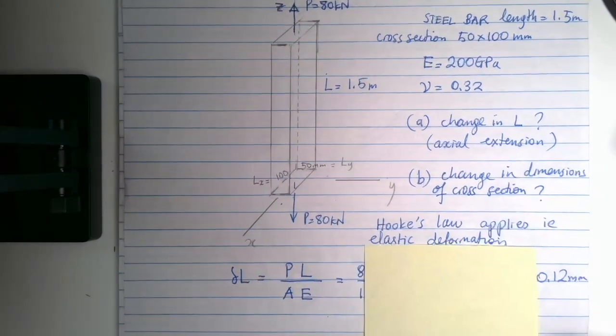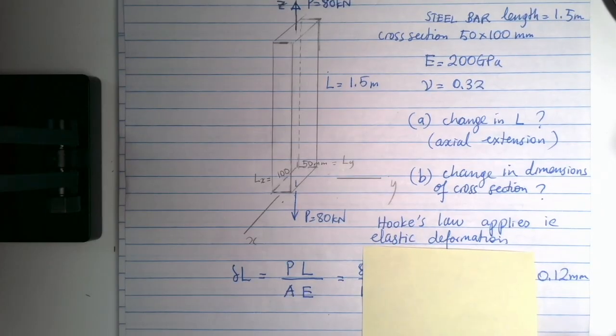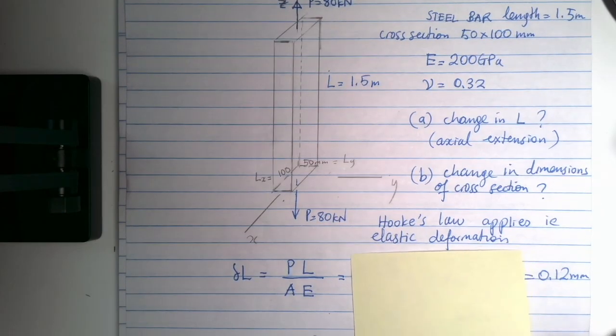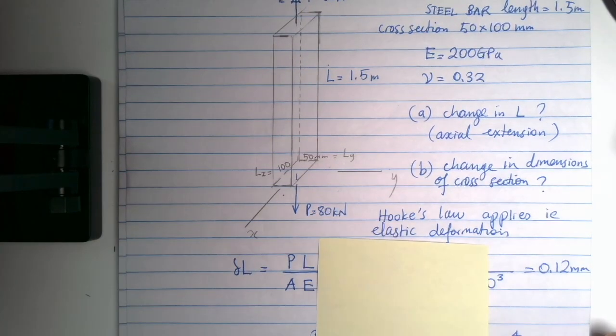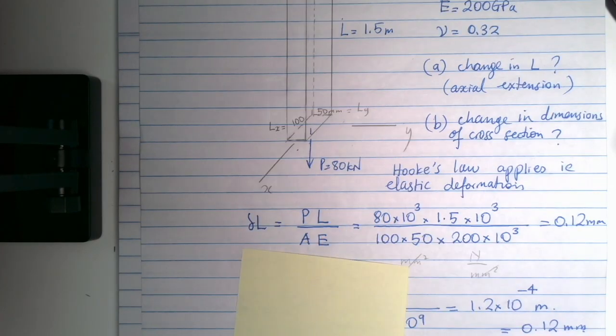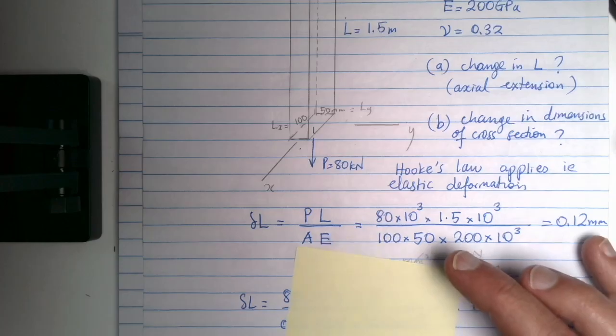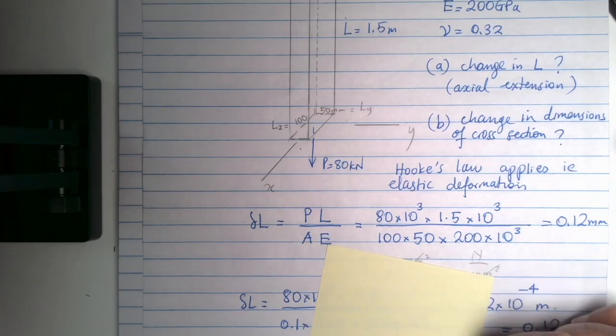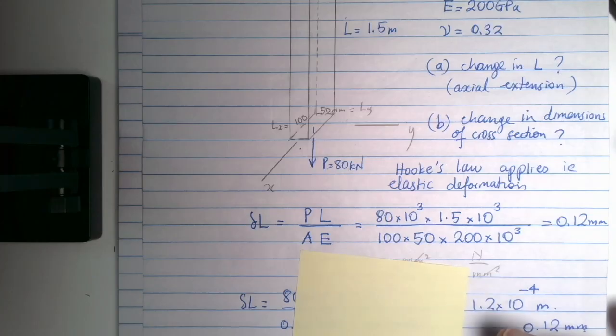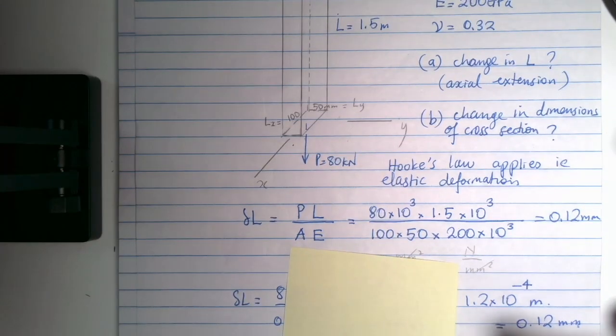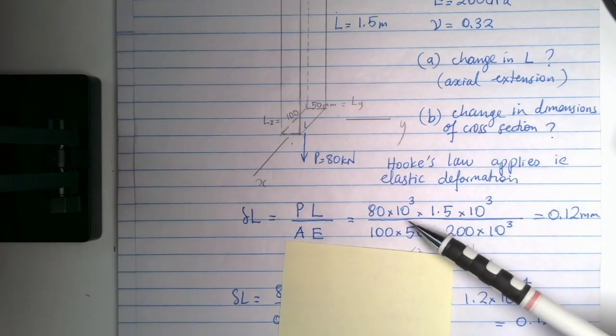Hooke's law applies, as I said, the deformation is restricted to elastic region. That's why we can use uniaxial extension formula, PL divided by AE, where P is the load, L is the length, A is cross-sectional area, E is the Young's modulus. Now, I solved this in two different sets of units to give you the perspective on that. For the first one, I used the dimensions in millimeters, and in the second one, I use the dimensions in meters. 80 kilonewtons is 80,000 newtons.